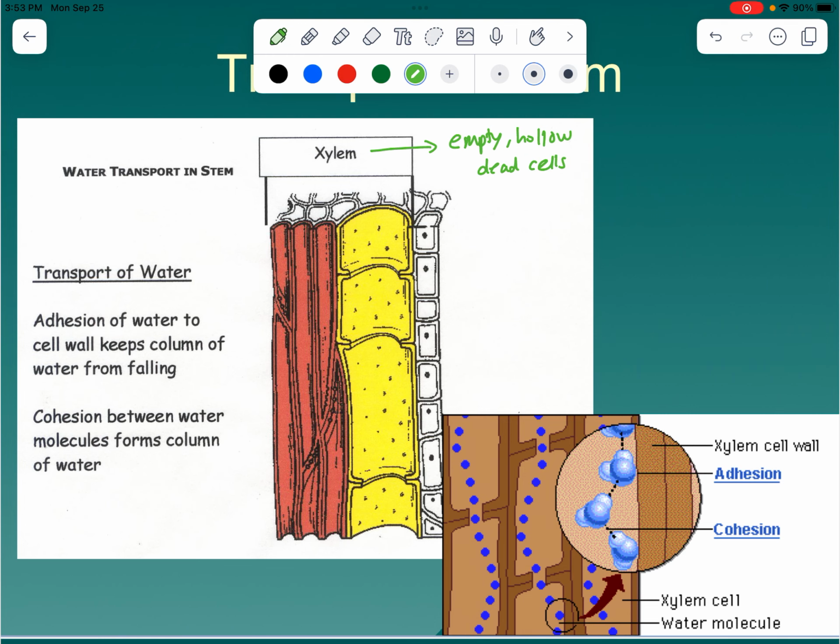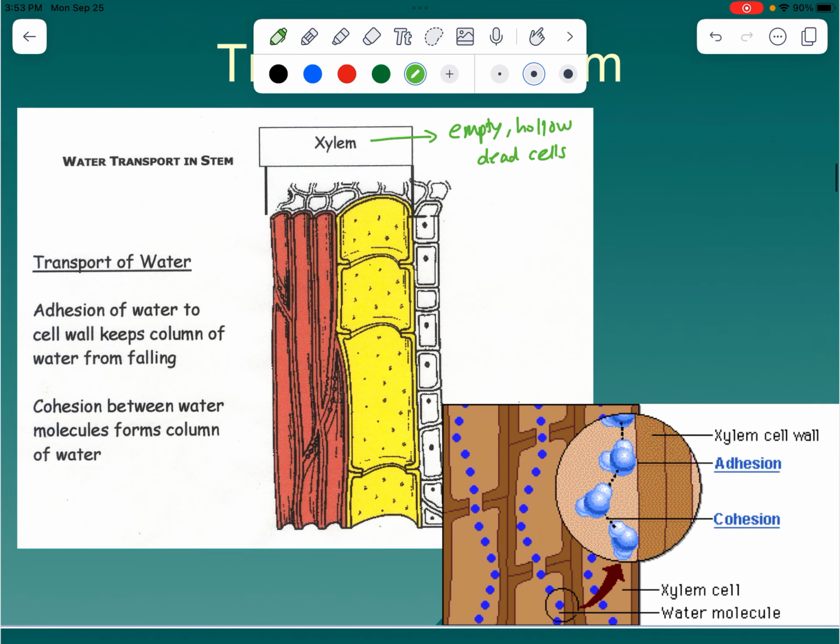If you zoom into the xylem wall, you can actually see all these water molecules sticking to the xylem wall itself through adhesion.